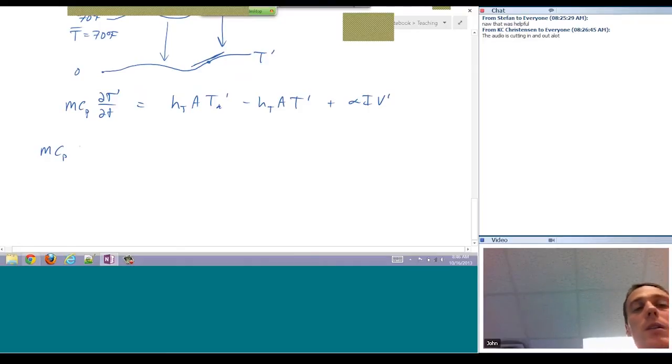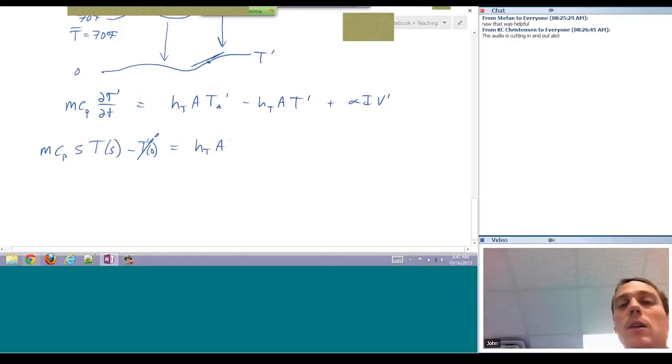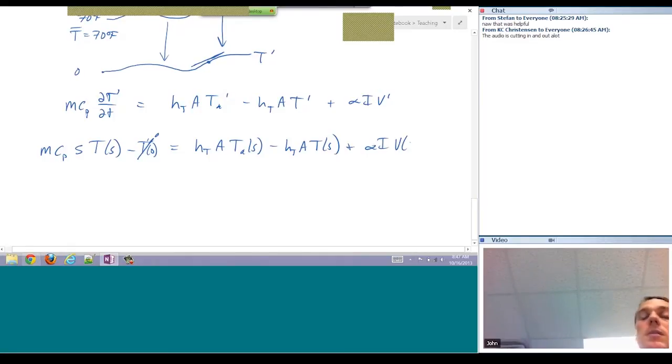Okay, so I have M C sub p, and then I have S T of S minus T 0, that's the time domain, but that's going to be 0 because I'm in the deviation variable form. That's why we put it into deviation variable form. And then I have H T A, and then T A of S minus H T A T of S plus alpha I V of S.